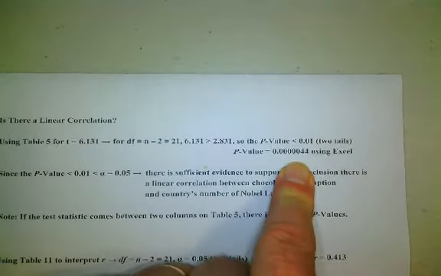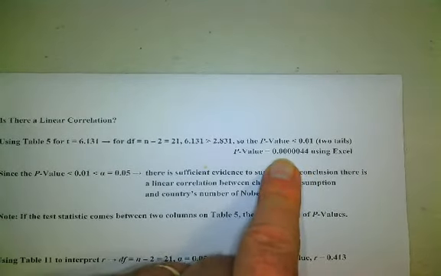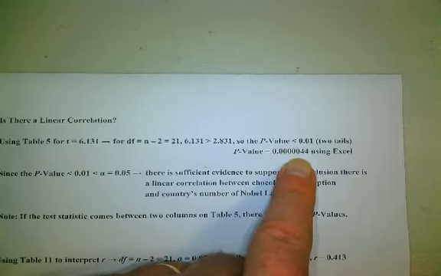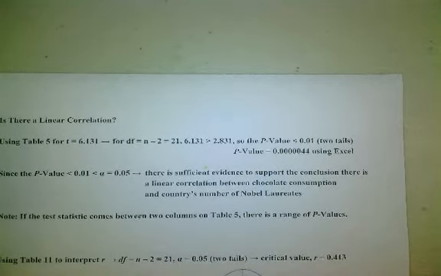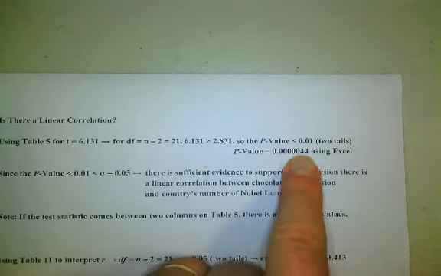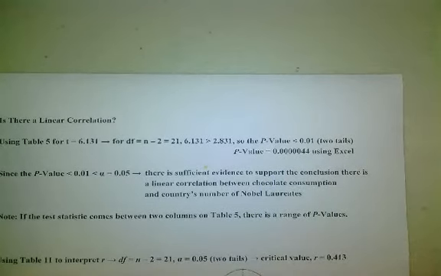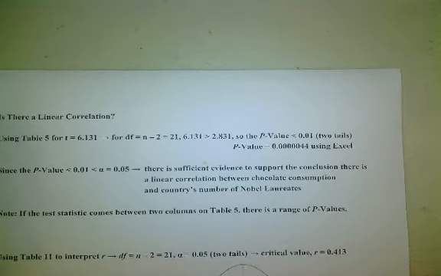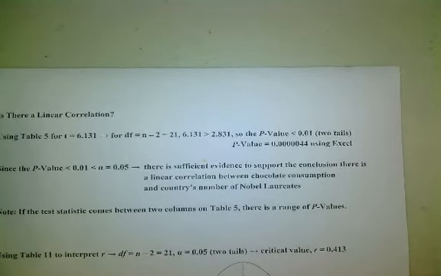And in fact, if you used Excel to calculate the p-value directly, it comes out to 0.0000044. And again, using Excel, that is definitely much smaller than 0.01. So since the p-value is less than 0.01, which is less than the alpha of 0.05, remember a p-value hypothesis test is always comparing the p-value to alpha, that would suggest that there is sufficient evidence to support the conclusion there is a linear correlation between chocolate consumption and a country's number of Nobel laureates.